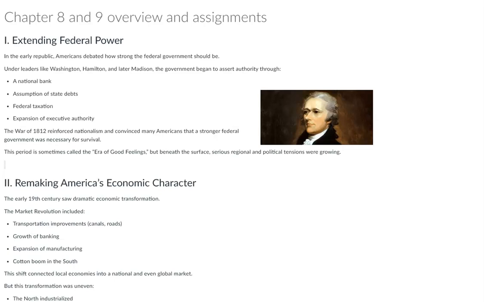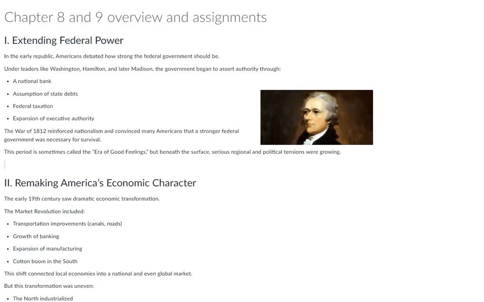So this week we are looking at chapters 8 and 9, and we're going to look at how power expanded over this time, how democracy expanded to some, and then also how the nation started to expand. So I want you to think about between the time period of 1790 and the 1830s, about 40 to 50 years. During that time period, how did the United States expand federal power, reshape its economy, and redefine who counted in American democracy? So let's first look at extending federal power.